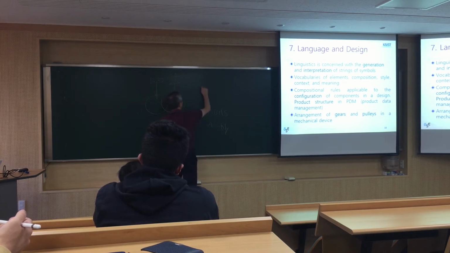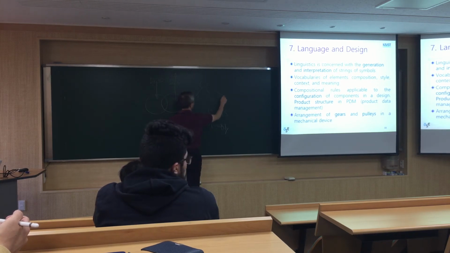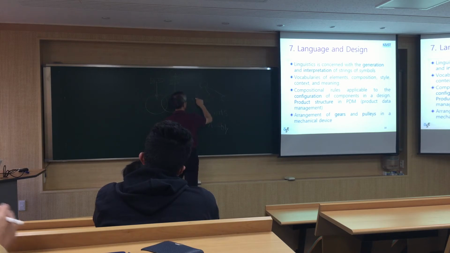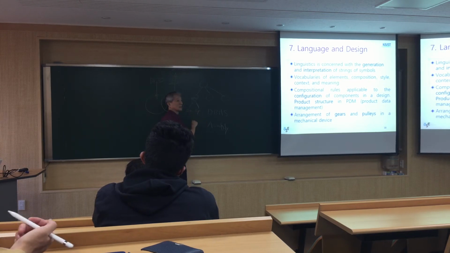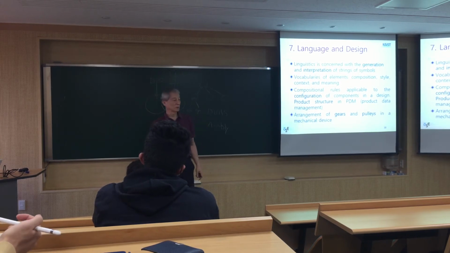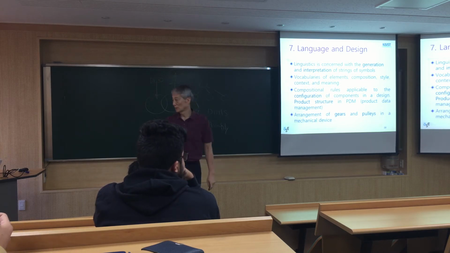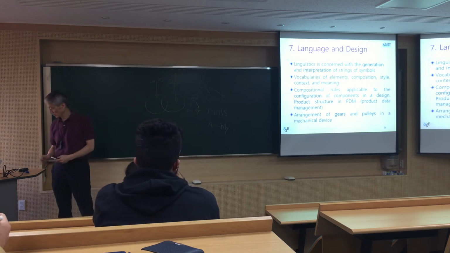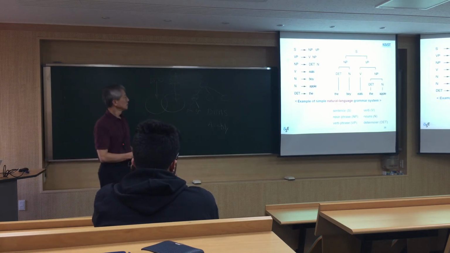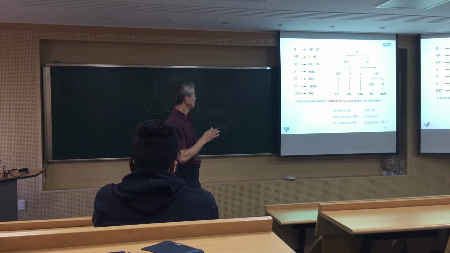So that a car is made of tires, engine, chassis, brake system, and the engine is made of piston and cylinder and other things, right? That kind of assembly structure, we call this product structure. Arrangement of gears and pulleys in a mechanical device. This is similar. And you can find similarity in language too. So language and design.